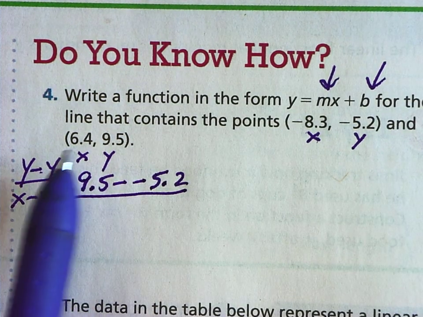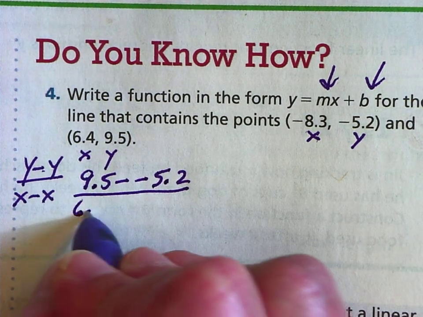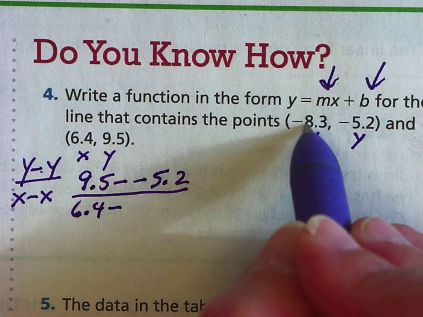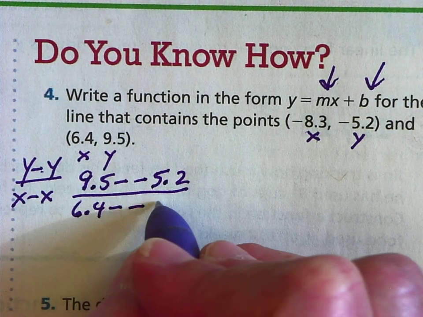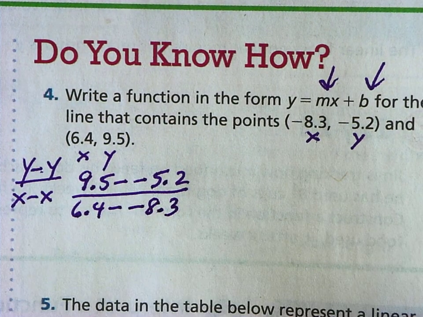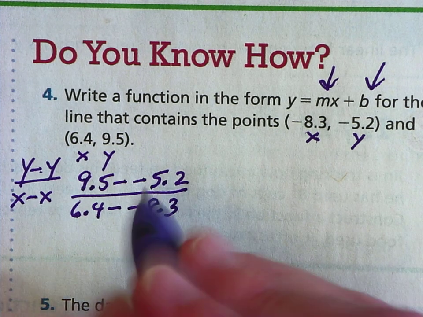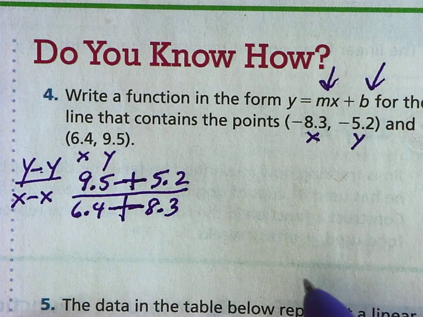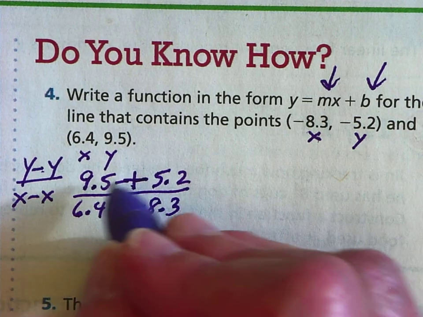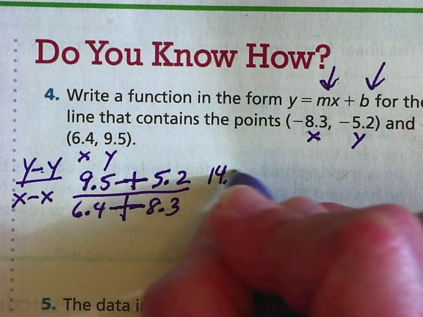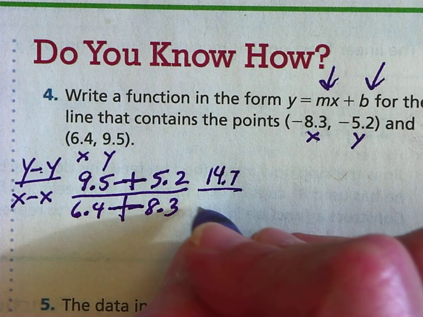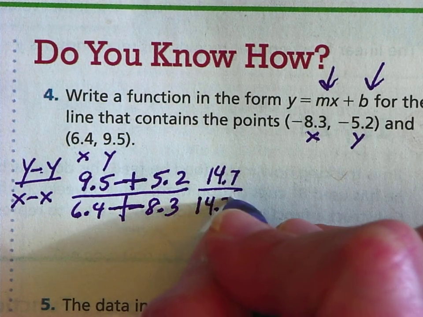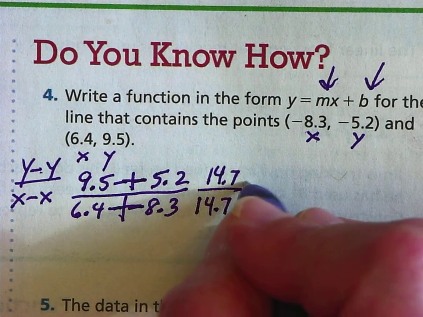Now I have to follow that same order. So this x, 6.4, take away, and then my second x happens to be another negative, negative 8.3. So again, I end up with a double negative. Folks, when you see double negatives, they are absolutely positives. So now let's add these together. So 9.5 plus 5.2 is 14.7. 6.4 plus 8.3 is 14.7. So 14.7 divided by itself is 1.